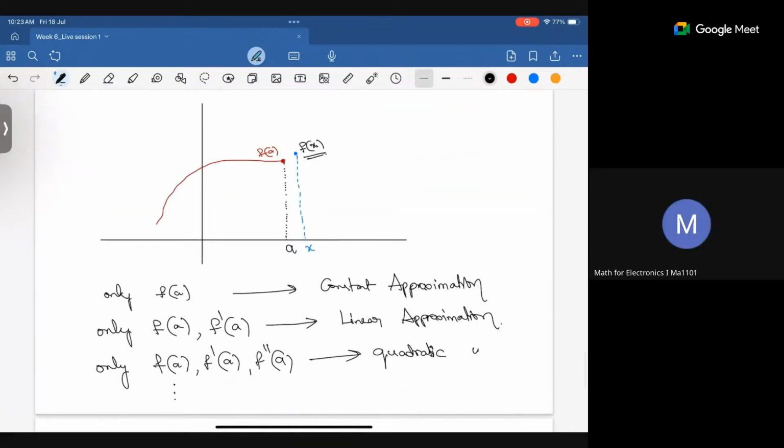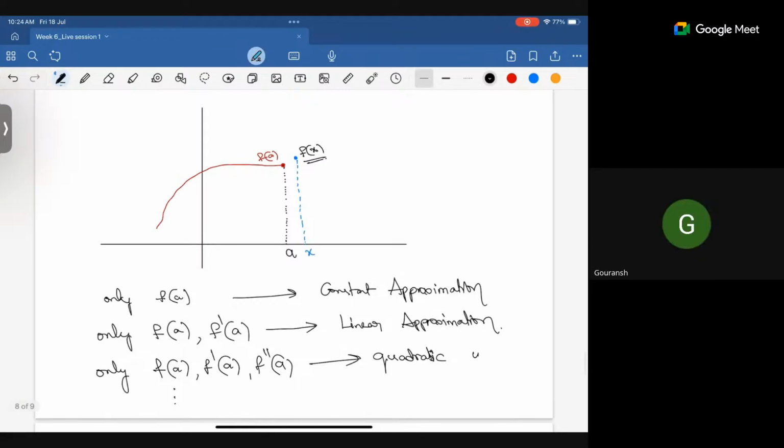So that is what I said, right? If you have only f of a, nothing else, all you can do is the constant approximation, nothing more, because you don't know f prime of a or f double prime of a. But if you know f of a and f prime of a, then you can do linear approximation. So it depends on the information that you know about point a. Okay, sir.